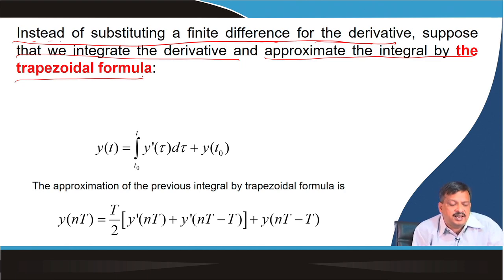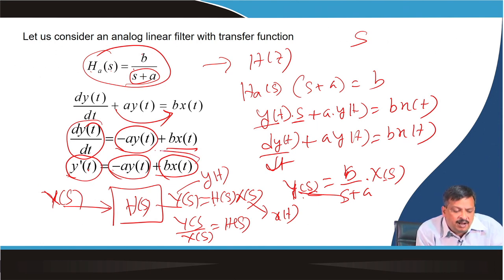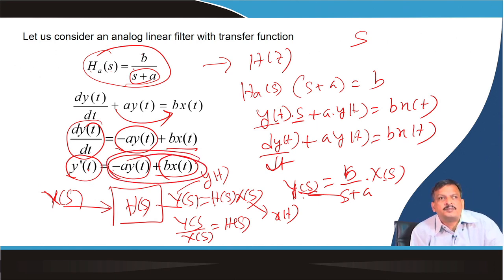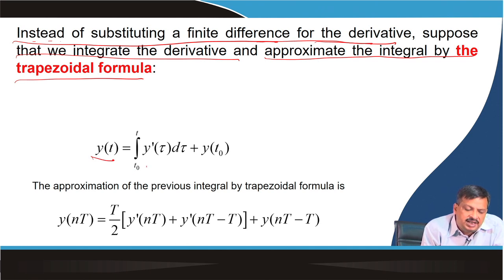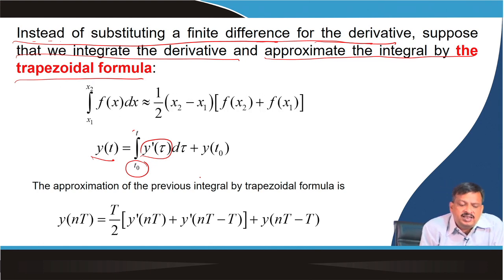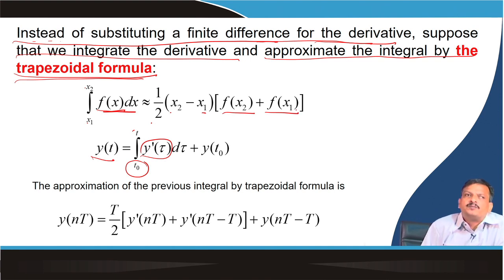So derivative is nothing but a differentiate. Instead of that, if I do the integration, I can say y(t) is equal to the integral from t0 to t of y prime (t plus dt). So this is okay. Think about the trapezoidal formula. That formula said that the integral from x1 to x2 of f(x) dx is equivalent to half into (x2 minus x1) into (f of x2 plus f of x1). That is called the trapezoidal formula.